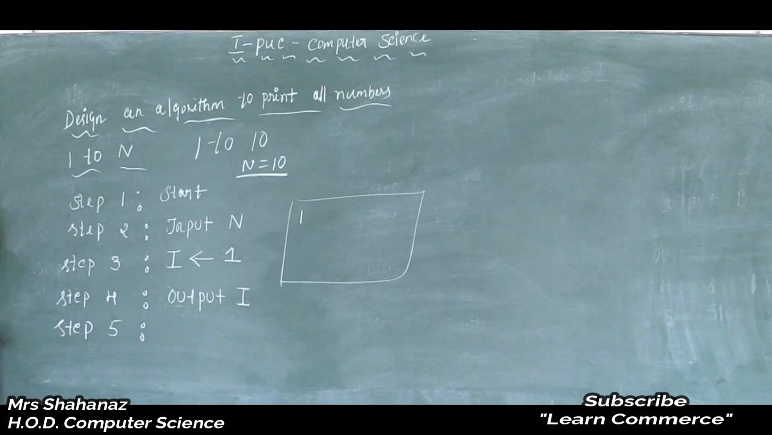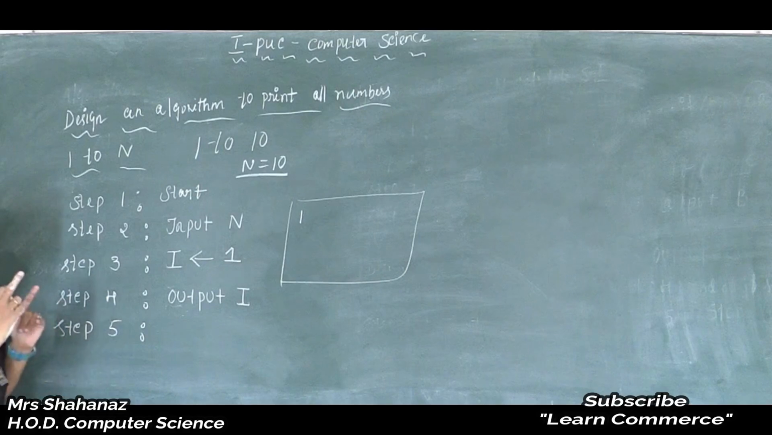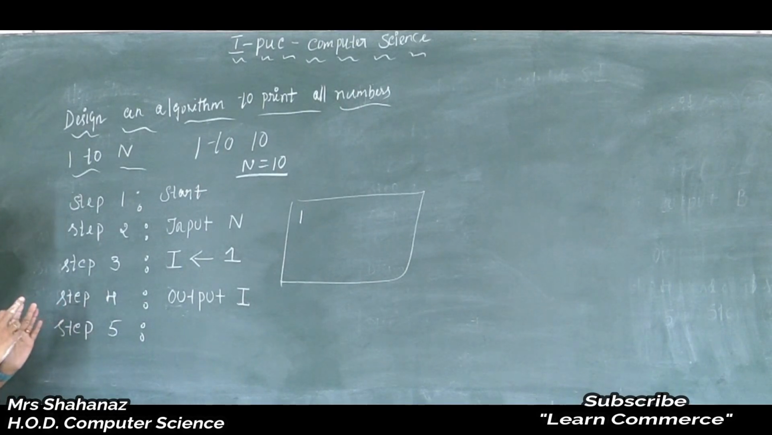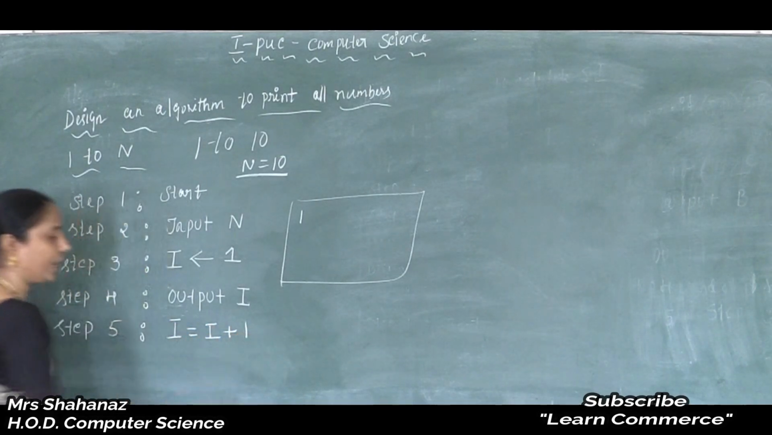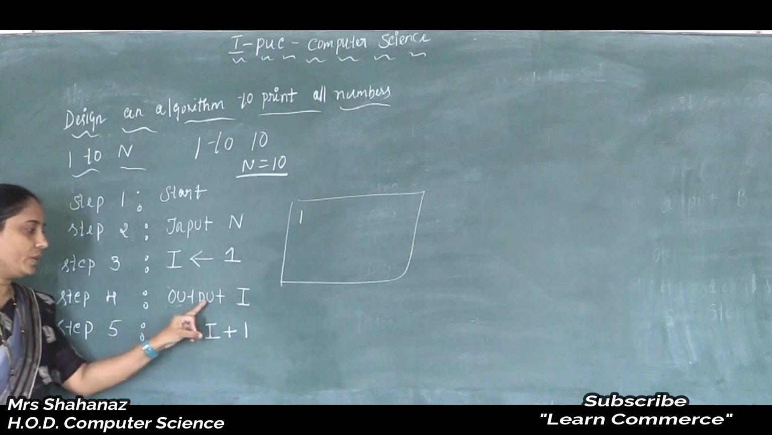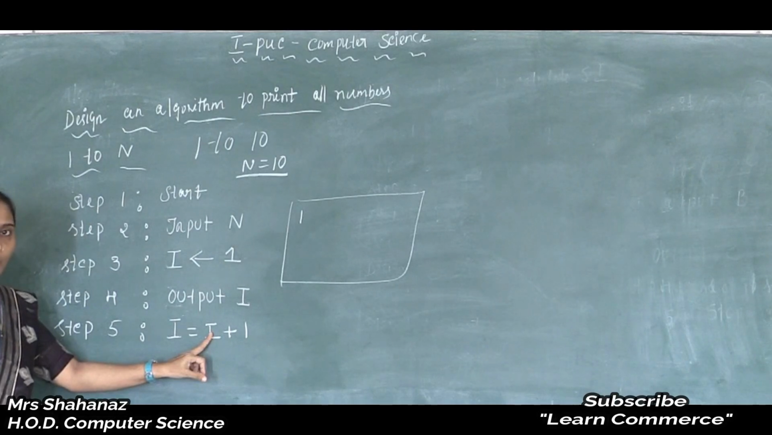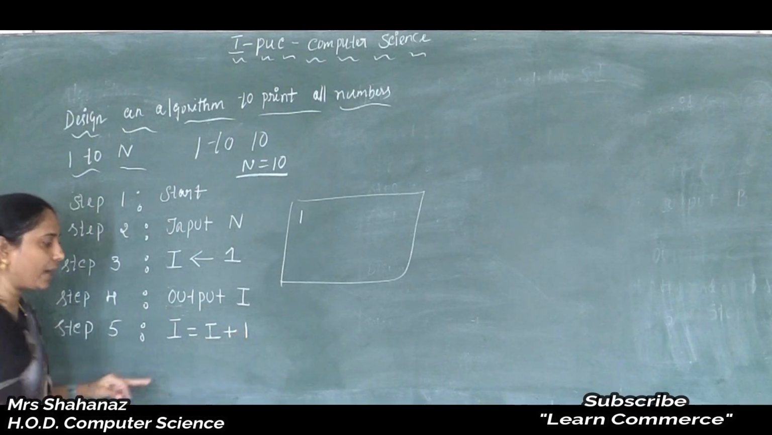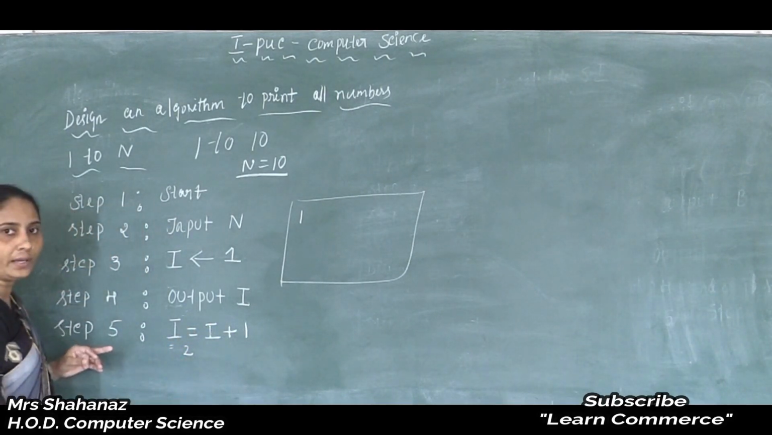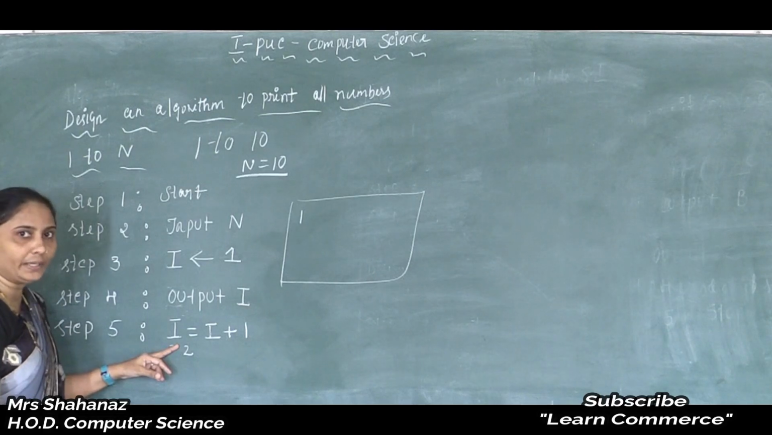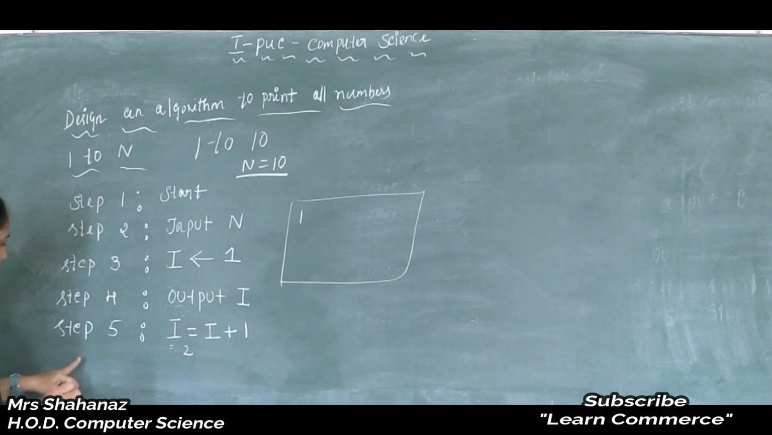In our step 5, to continue printing the values, we need to make an increment in the variable. So I want to make the increment in the variable. The I value is 1 plus 1. Now the value in our I is not 1, we have just made the increment. So the I value is equal to 2.